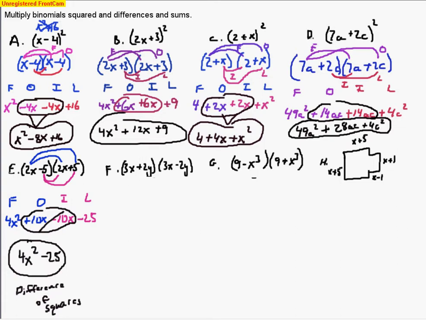Well, let's take a look at the next one. This time, same sort of thing. We're multiplying the 3x by the 3x. Those are our first terms. They make 9x squared.